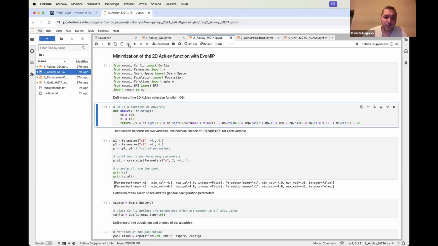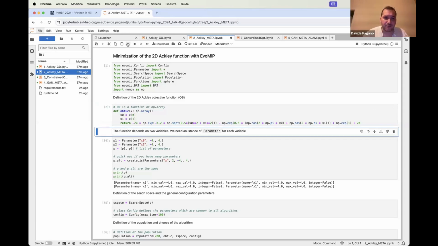So, okay, this is some includes. Let me run it so that we can use it. We can see the results online. Okay, I define the objective function, which is a two-dimensional Ackley function.